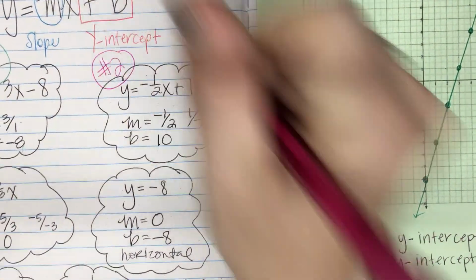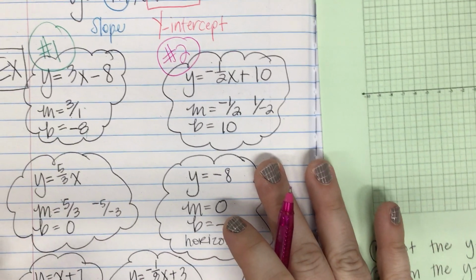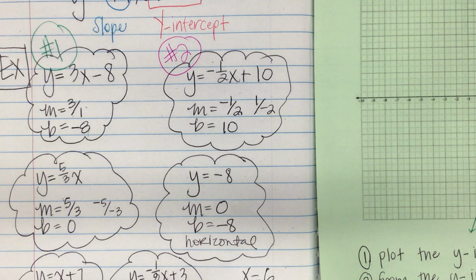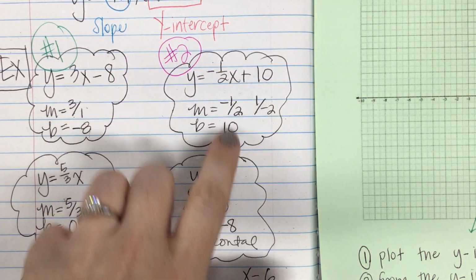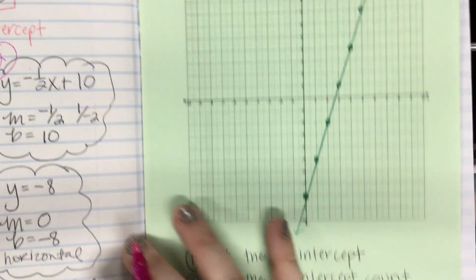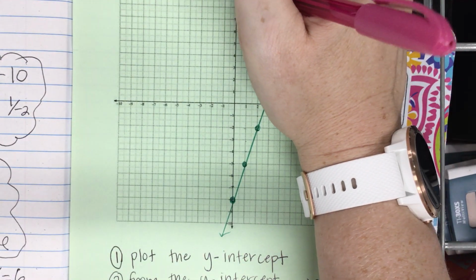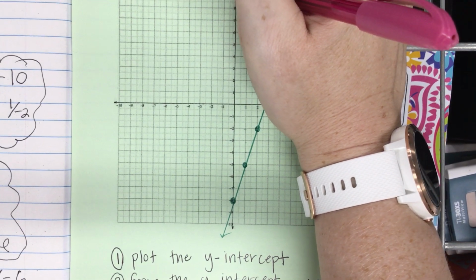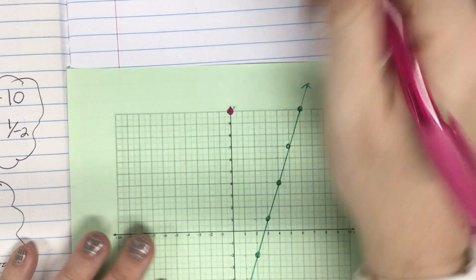Then we're going to go to number 2. My rules for graphing are plot the y-intercept first. So in problem number 2, what's my y-intercept? +10. So right here, all the way at the very top. Oops, you can't even see it.